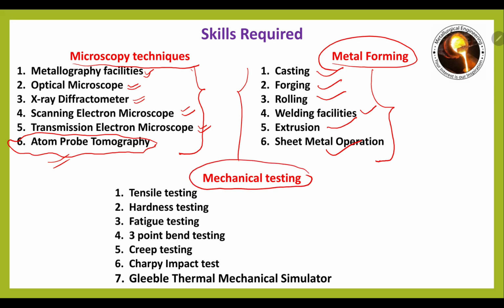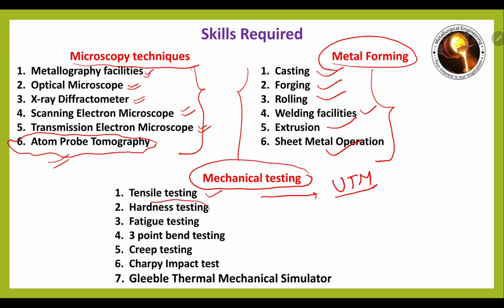We need to know the strength of the material and the hardness of the material. For that, there are several mechanical testing facilities available, like tensile testing, which is carried out in the UTM, the universal testing machine, in which we know the stress-strain behavior of any material, and we can determine the yield strength, ultimate tensile strength, and ductility of the material.